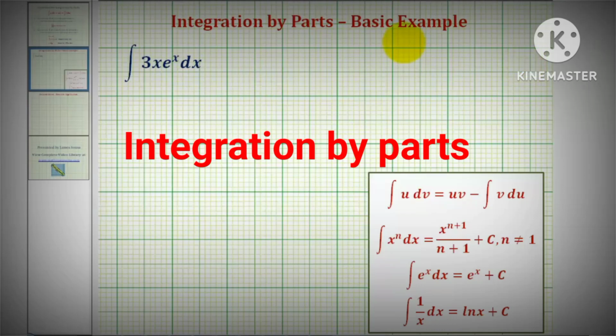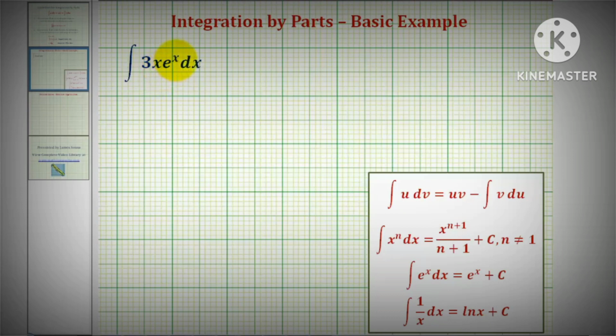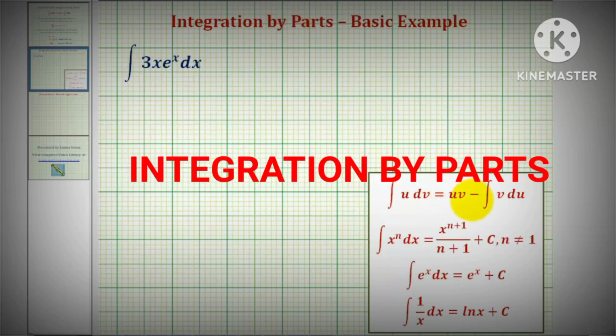Welcome to a basic example of integration by parts. We have the integral of 3x times e to the x integrated with respect to x. Integration by parts is often helpful when we have a product of two functions in the integrand. The integration by parts formula is the integral of u dv equals uv minus the integral of v du.